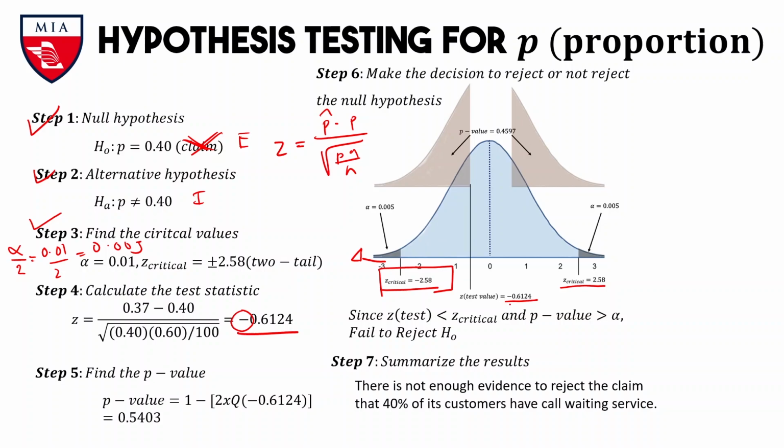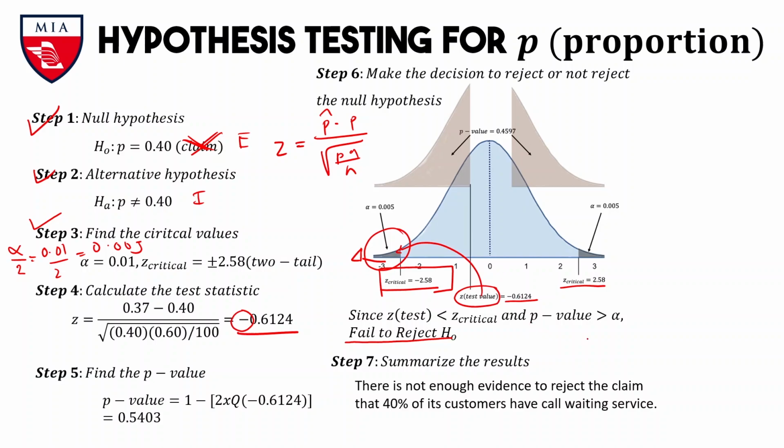So what is our decision here? The value of our z-test is not in our critical region. Therefore, we can conclude that our null hypothesis will be failed to reject, because the value of our z-test is not inside the critical region. It is outside the critical region.